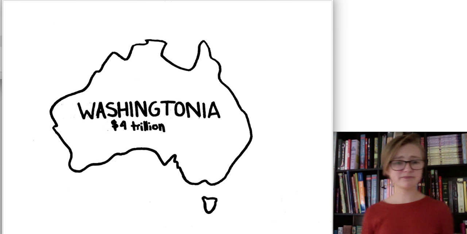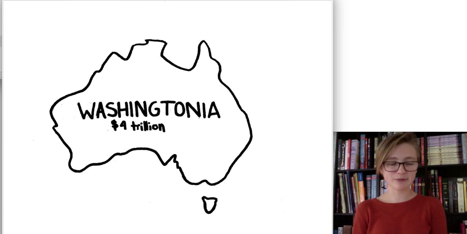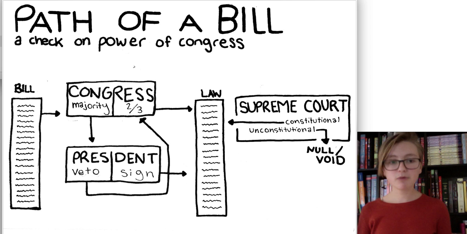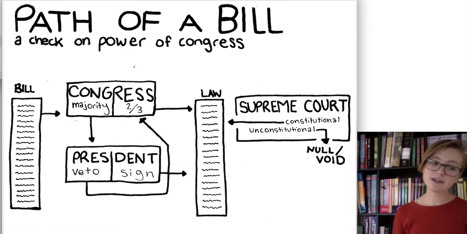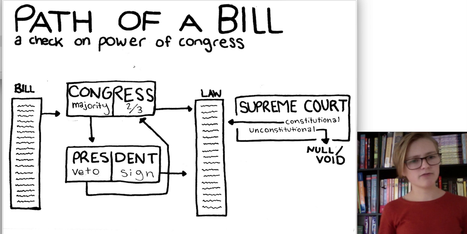What should happen? Well, first of all, this shouldn't happen in the first place because the president is not the one that gets to decide what we buy and what we don't buy. It would need to be a bill. And like I talked about before, the path of the bill, it would need to go to Congress and get a majority vote, and then the president could sign it. But it would have to come from Congress first.